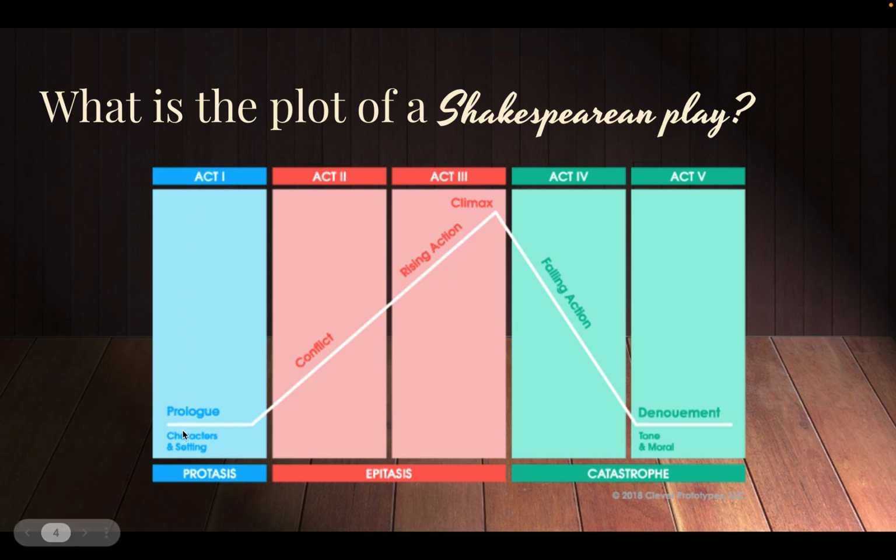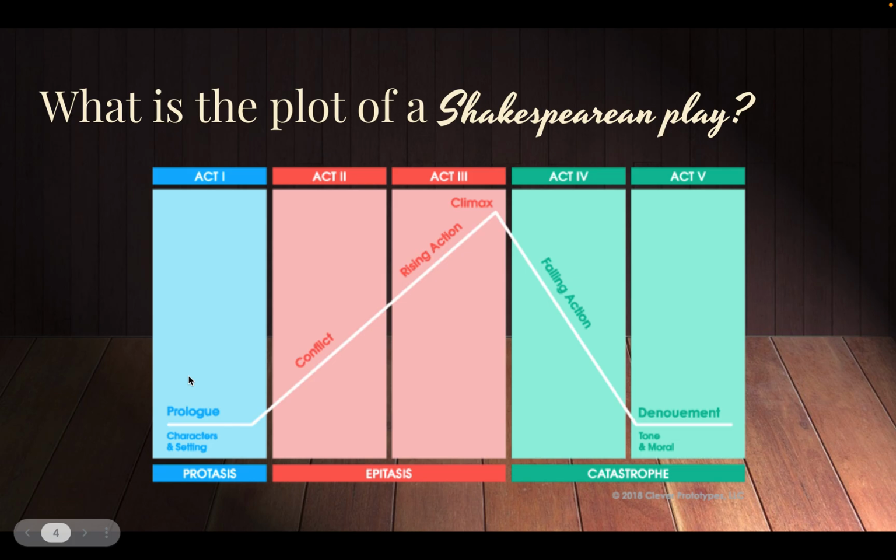In Act 1, we get the prologue, the characters, and the setting. They call this in the theater protasis. We call this in fiction the exposition or the beginning. This is the start of the play.